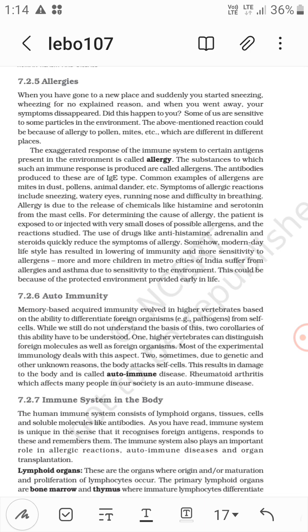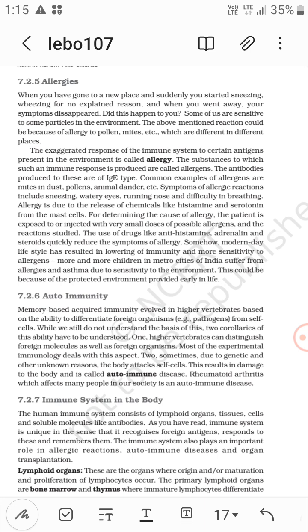Common examples of allergens are mites in dust, pollen and animal dander, etc. Symptoms of allergic reactions include sneezing, watery eyes, running nose, and difficulty in breathing. Allergy is due to the release of chemicals like histamine and serotonin from the mast cells. For determining the cause of allergy, the patient is exposed to or injected with very small doses of possible allergens and the reaction studied. The use of drugs like antihistamine, adrenaline, and steroids quickly reduces the symptoms of allergy.